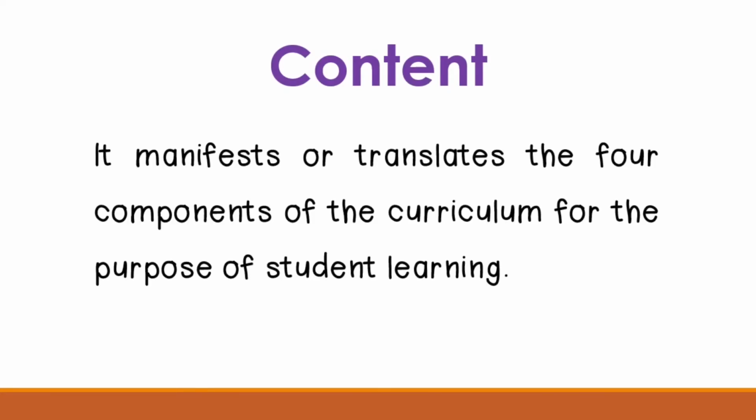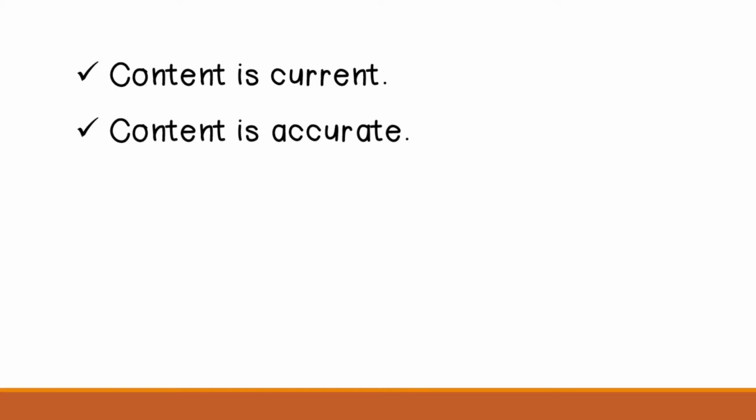The first category is content. Content manifests or translates the 4 components of the curriculum. These are the aims, content, learning and teaching strategies, and assessment for the purpose of student learning. Let us remember that content should be current. The resources is not dated in its content, language, or visuals in any way that reduces its educational value. Second, content is accurate. Possible problems in content accuracy include the following, like outdated information, factual errors, and improper use of statistics.